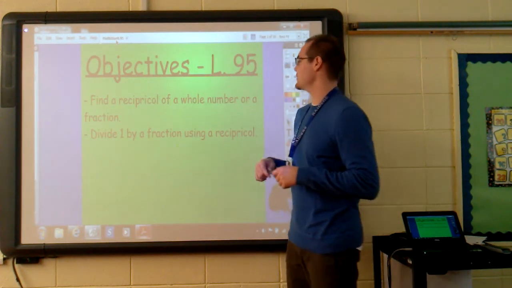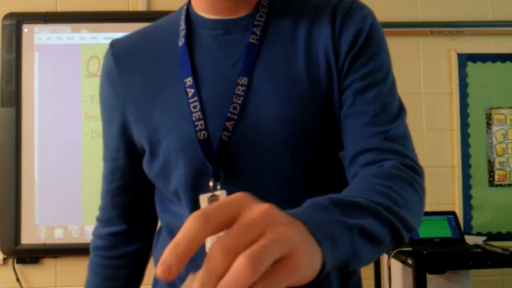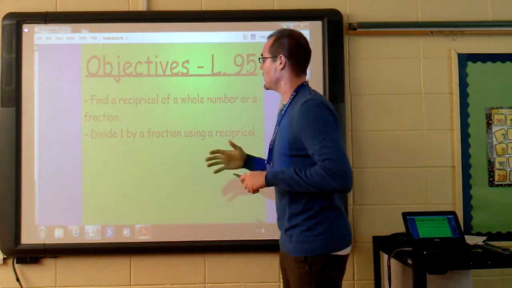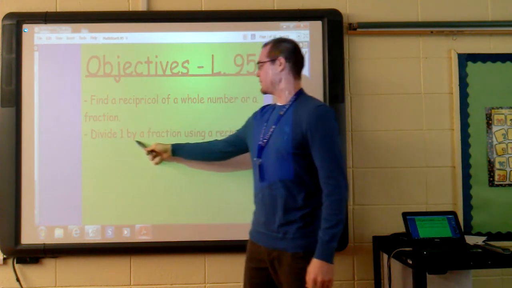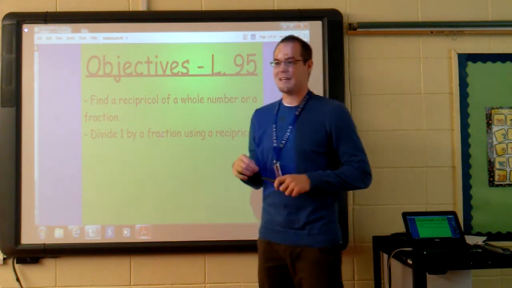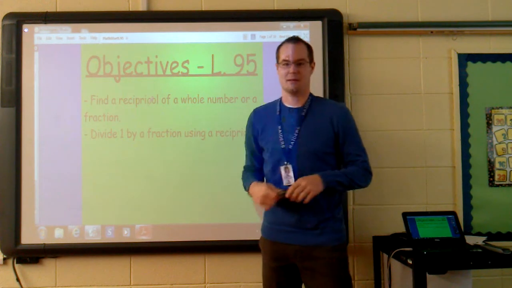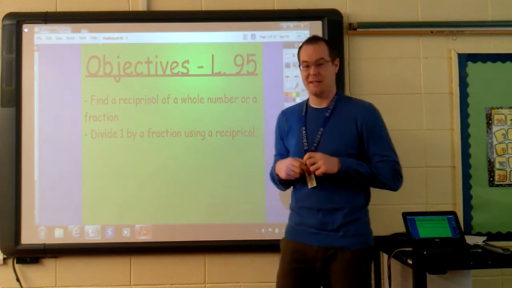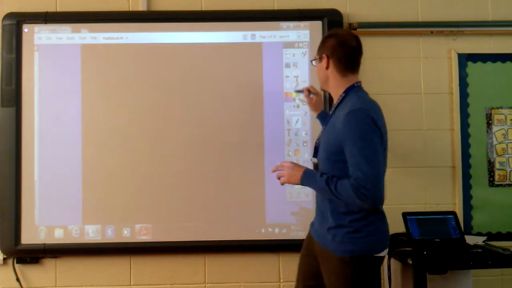Today the objectives are for lesson 95. Lesson 95 is found on page 621, and we're learning about reciprocals. The objectives are to find a reciprocal of a whole number or a fraction, and then we will also divide one by a fraction using a reciprocal. This is not going to take much time, mainly because I kind of taught this ahead of schedule. When we were dividing fractions, I sort of taught you how to do that already, and I guess that's why it won't take too long for that portion of it.